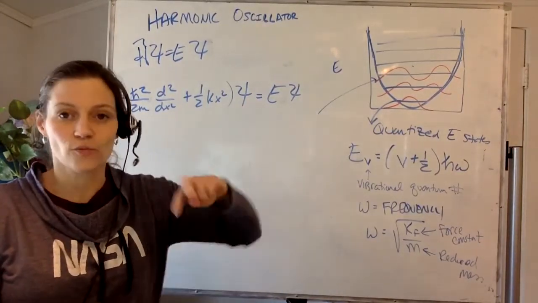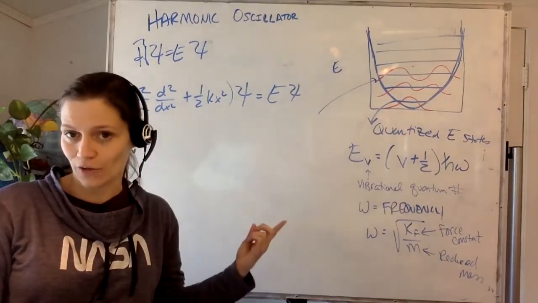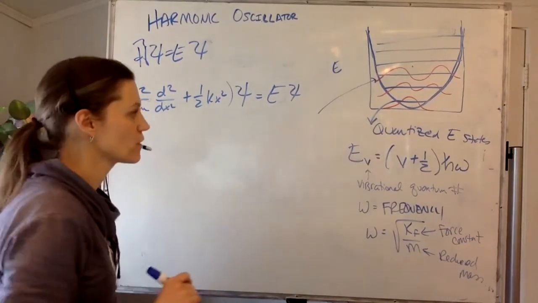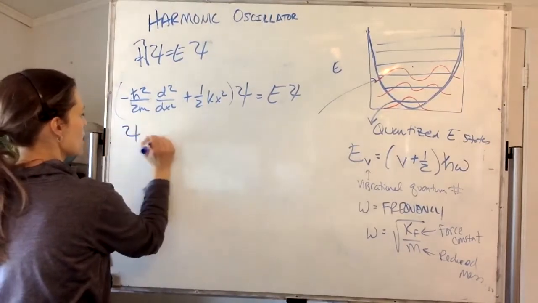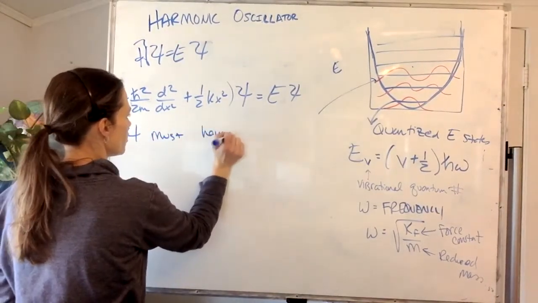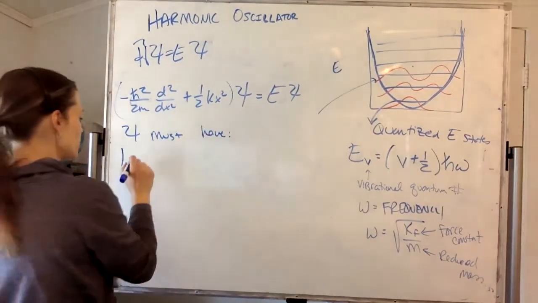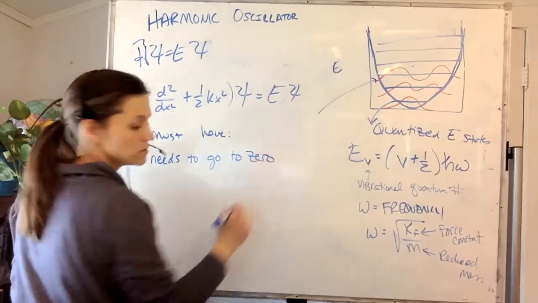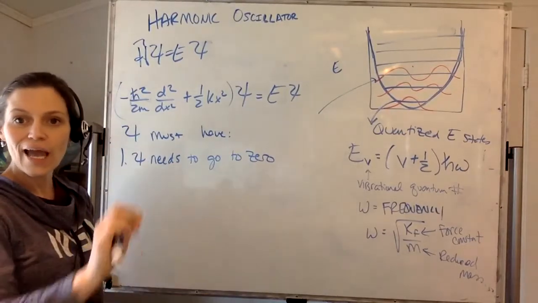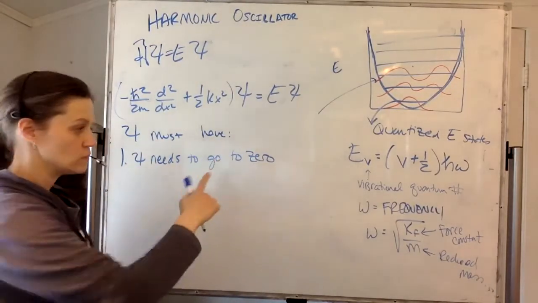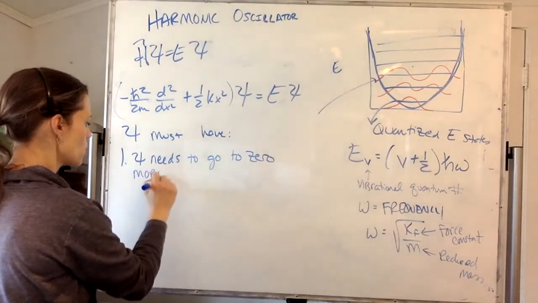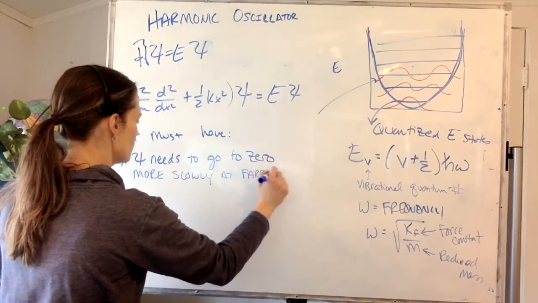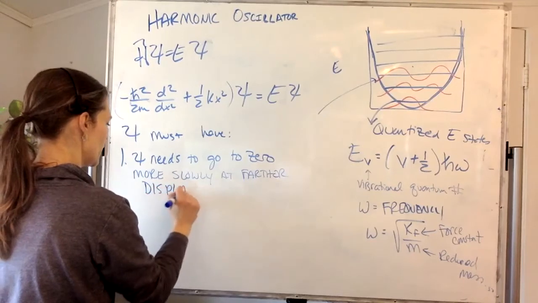But I want to talk about the restrictions that have to happen for this particular wave function, because this wave function is unique because it has to fit all these conditions. Okay, so what conditions does it have to fit? Psi must have the following. Number one, it needs to go to 0 more slowly at farther displacement.